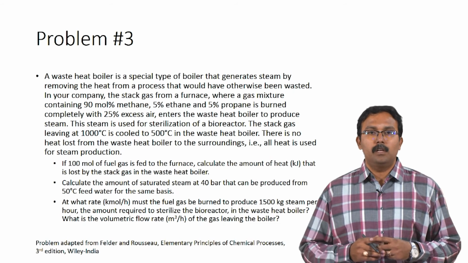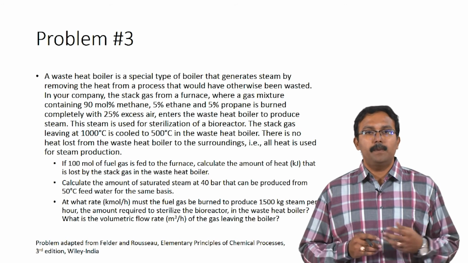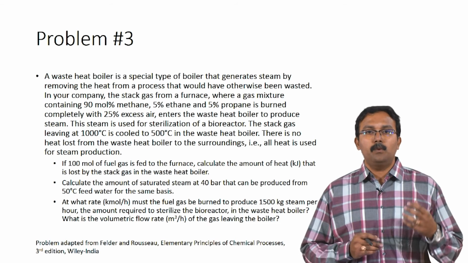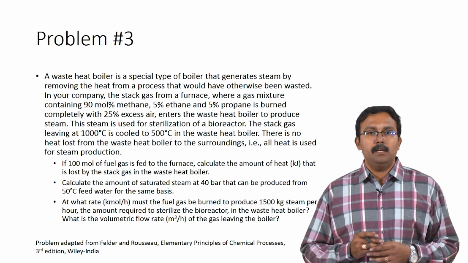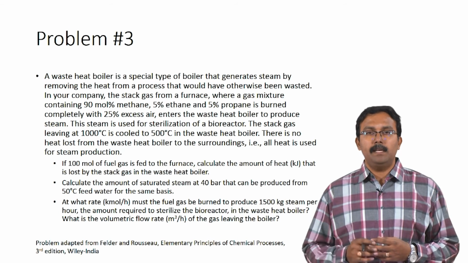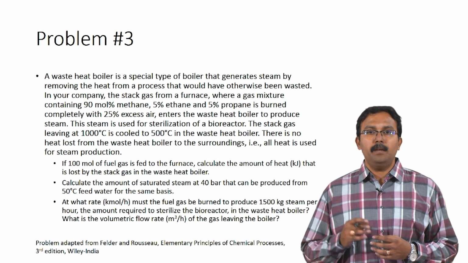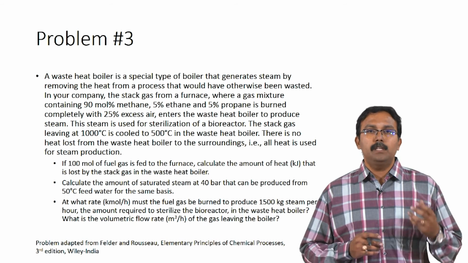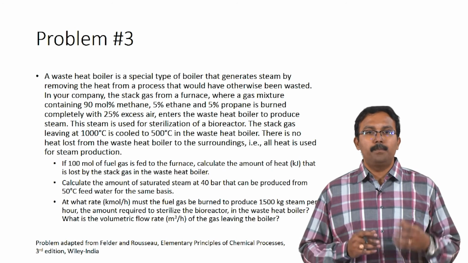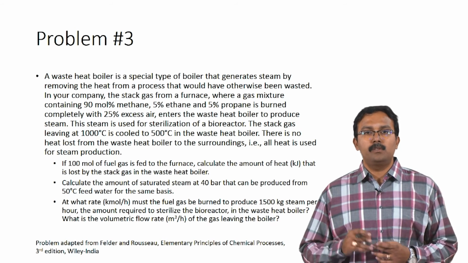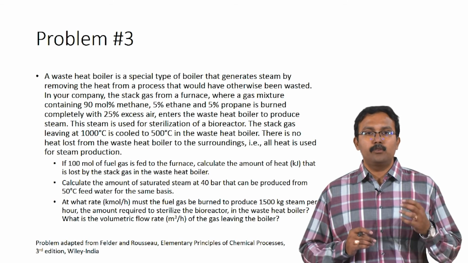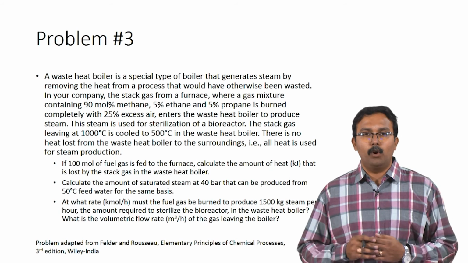Here is the third tutorial problem. A waste heat boiler is a special type of boiler that generates steam by removing the heat from a process that would otherwise be wasted. In your company, the stack gas from a furnace where a gas mixture containing 90 mole% methane, 5% ethane and 5% propane is burnt completely with 25% excess air enters the waste heat boiler to produce steam. This steam is used to sterilize a bioreactor. The stack gas leaving at 1000 degrees Celsius is cooled to 500 degrees Celsius in the waste heat boiler.